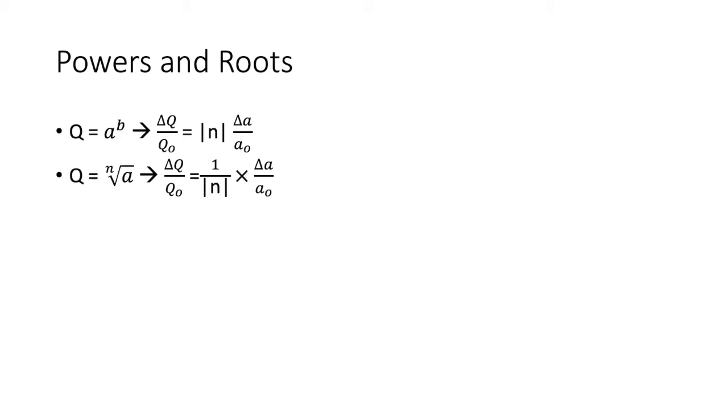Power and root. If Q is equal to A to the B's power, then delta Q over Q naught is equal to the absolute value of B times delta A over A naught. And if it's a root, delta Q over Q naught will be equal to 1 over the absolute value of n times delta A over A naught.